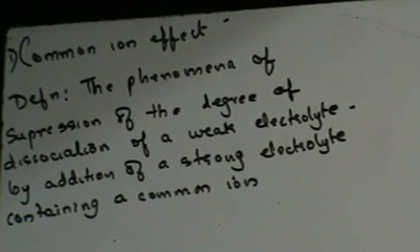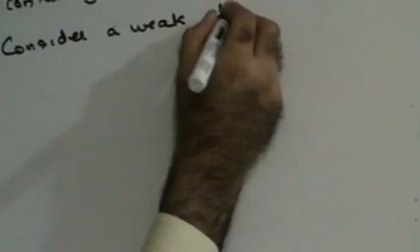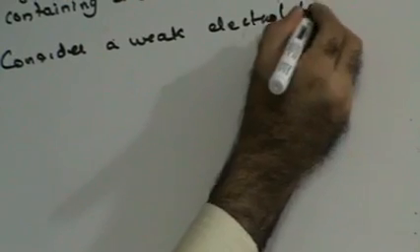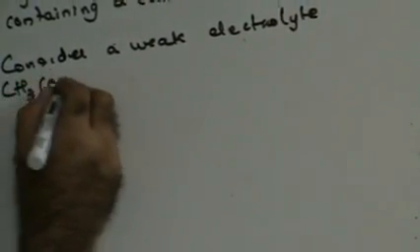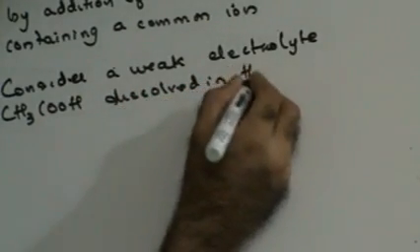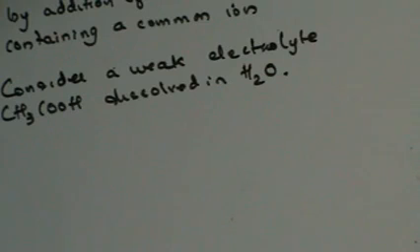Now let me try to explain this to you. Let's consider a weak electrolyte, acetic acid, dissolved in water. If a weak electrolyte is dissolved in water, then equilibrium will exist between the unionized acetic acid and the ions that have been dissociated.